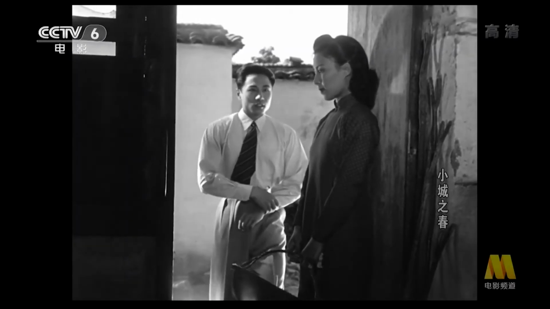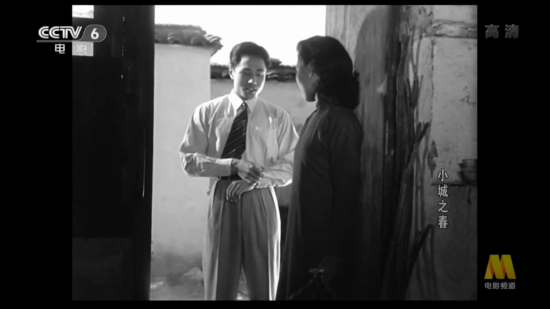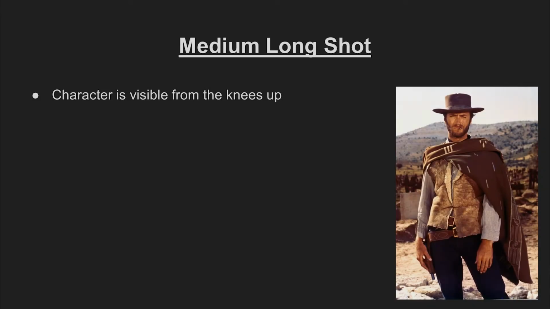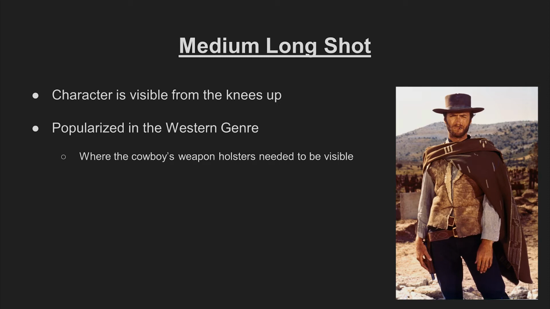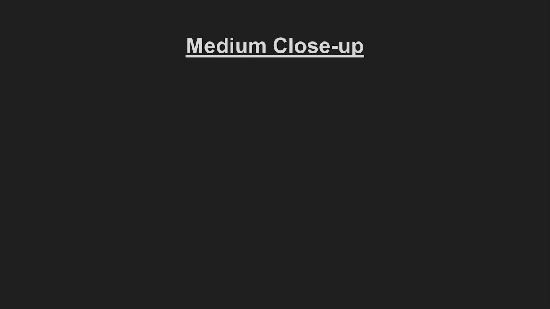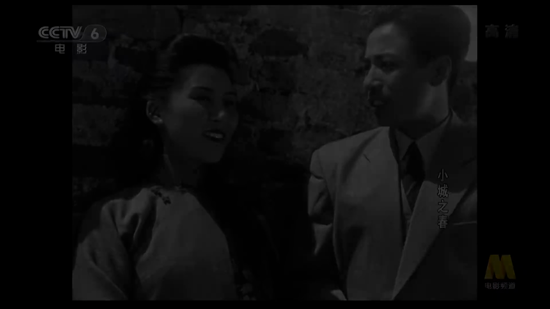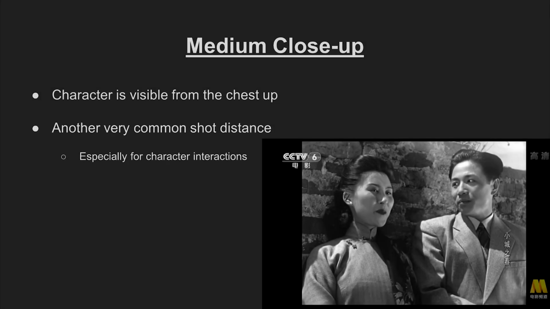Medium long shots can be identified if the height of the shot goes from the character's head to their knee. This shot was popularized in the Western genre, where the cowboy's weapons need to be visible in the shot. Medium shots are commonly used to frame characters, and they display the character from their waist up. The medium close-up is when the shot encompasses the character from the chest up. This is a very common shot for scenes featuring character interactions.